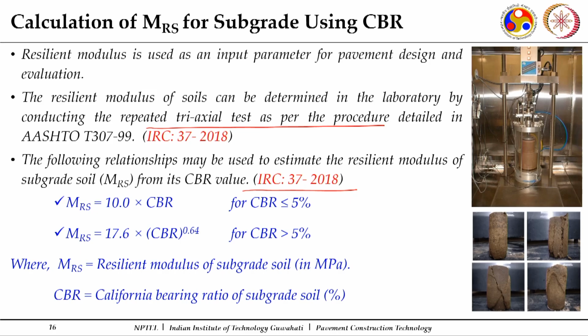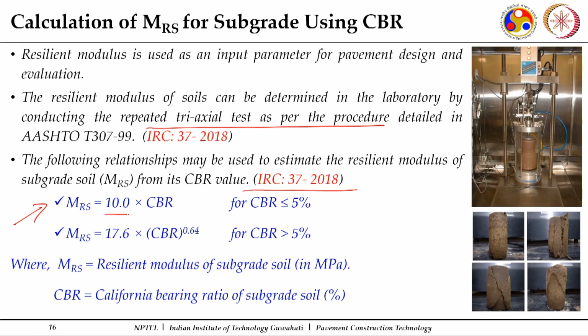So, there are certain empirical relationships which are available and given by IRC 37 itself, which says if the CBR is less than 5%, you can estimate the resilient modulus as 10 into the CBR value. Because while making the computations for flexible pavement design, you will require the resilient modulus value. So, in lab you have determined the CBR, then you will check whether your CBR is less than or equal to 5, you will multiply it by 10. So, my CBR, say 6 is there, then my resilient modulus value will become 60 MPa.